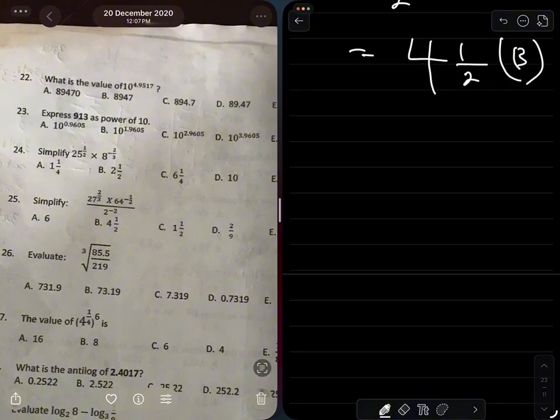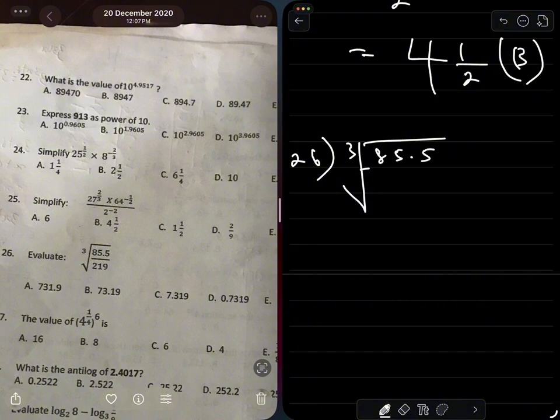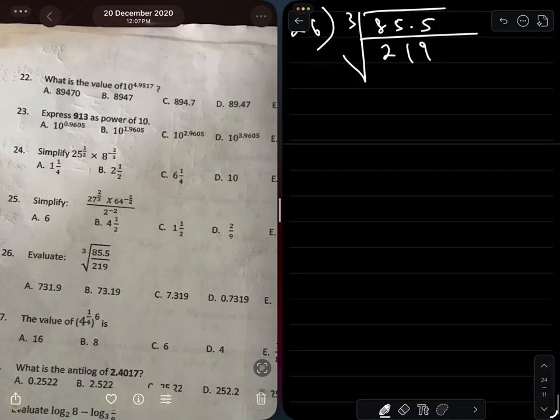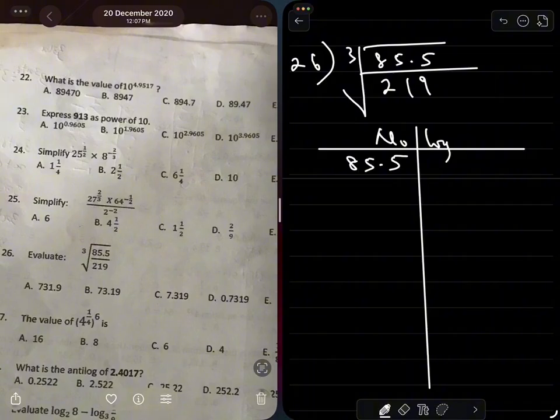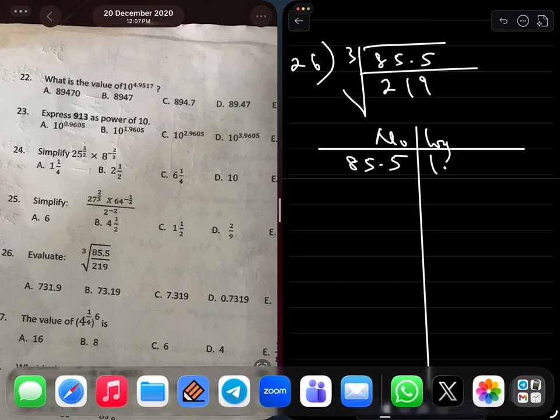And we go to the next one, which is number 26. What does that say? Evaluate the cube root of 85.5 over 219. So we're using the table of logarithms to do that, because I'm not allowed to use a calculator. Now the first number is 85.5. What's the characteristic of that number? 1. Is that true? Yeah. Let's go to the table of logarithms.